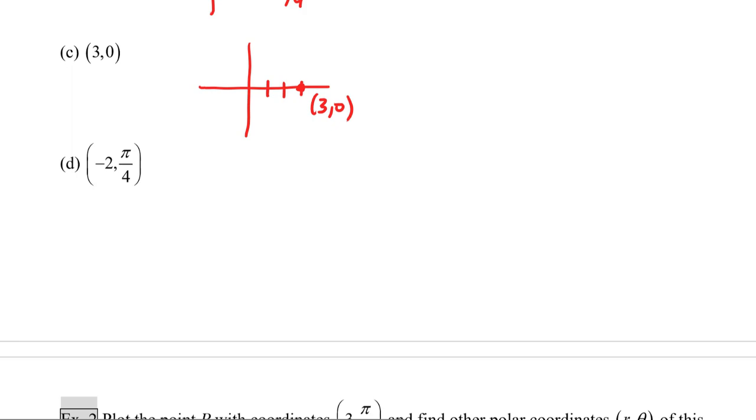And part D, negative 2 and pi over 4. Well, I'll start by drawing the terminal side of my angle. Pi over 4 is in quadrant 1. Now, if I were to go 2 units in quadrant 1, that would be a positive radius. If I'm going to have a negative radius, I have to go exactly 180 degrees opposite, and I'll go down 2 units in the negative direction, and there's my point, negative 2 and pi over 4.